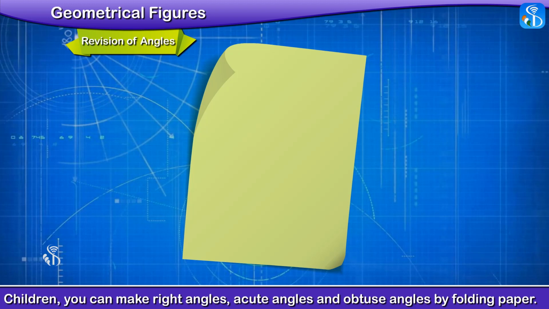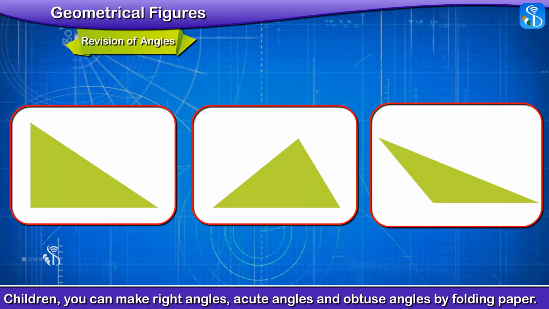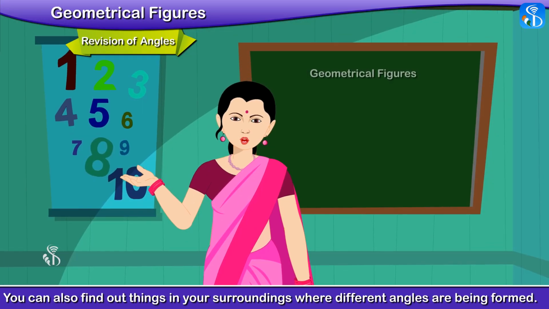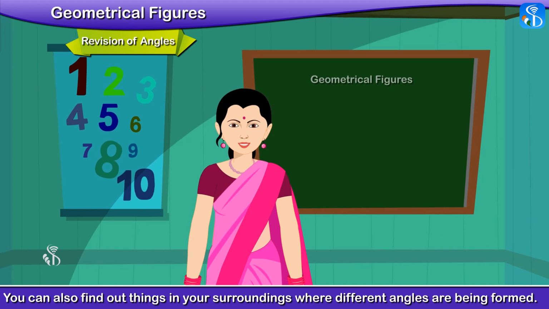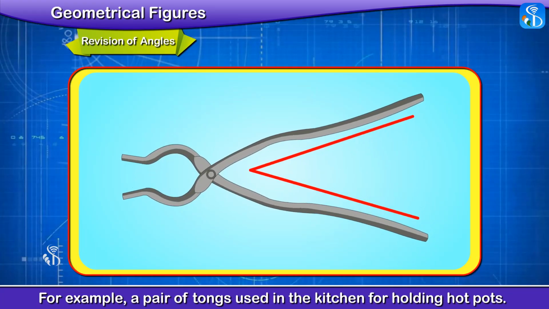Children, by folding paper at various angles, you can make right angles, acute angles, and obtuse angles. You can also find out things in your surroundings where different angles are being formed. For example, a pair of tongs used in the kitchen for holding hot pots.